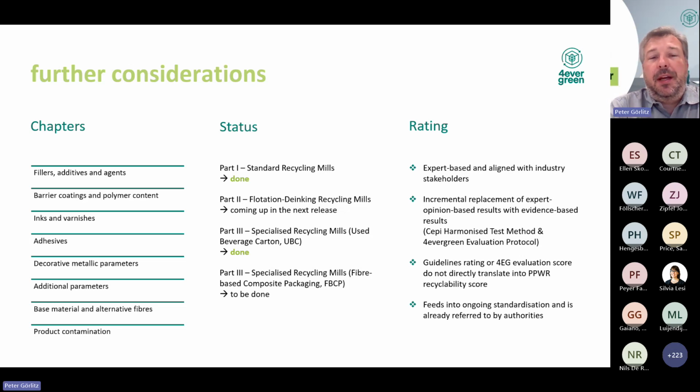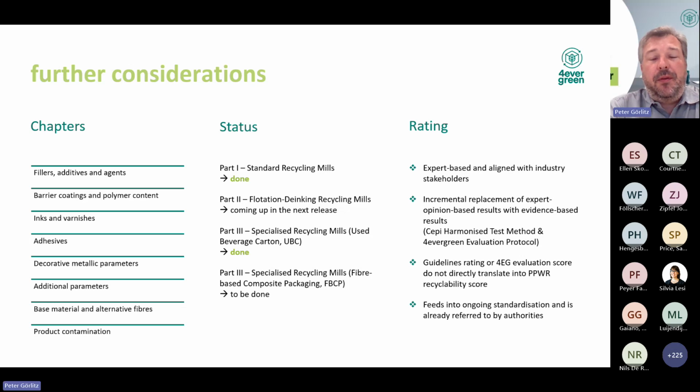I'm repeating a bit what I already said earlier. All the ratings that you can see here are based on expert opinion, which have been aligned internally in 4evergreen, but also with industry stakeholders. Now, it is our vision and our mission to incrementally replace those expert opinion-based results with evidence-based results. We have done a lot of testing in 4evergreen, and we are going to continue to do so, and hopefully be a bit more specific for certain criteria, as you have seen in our table in the future.